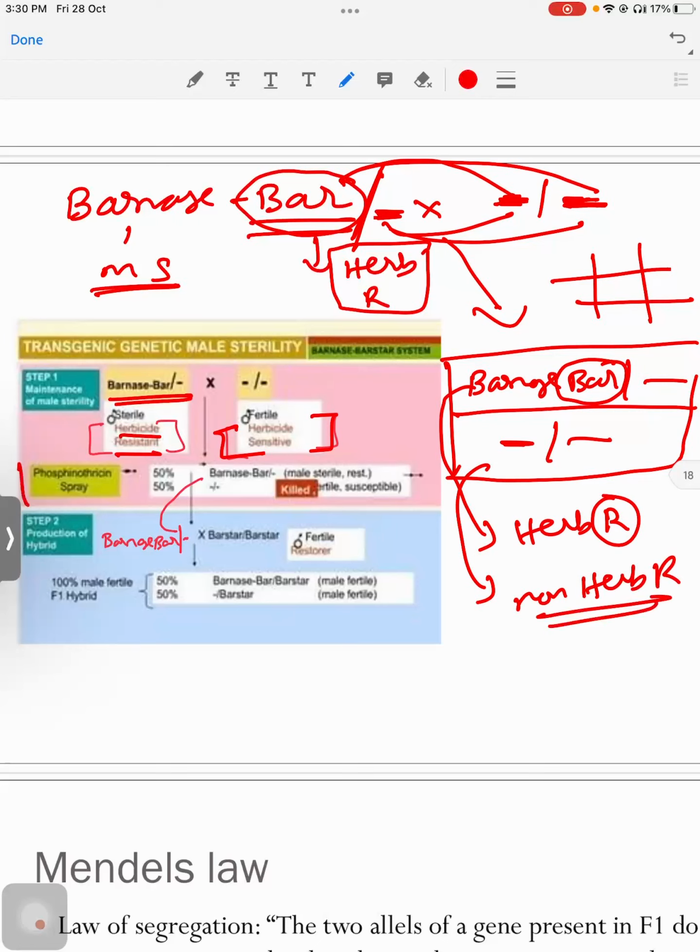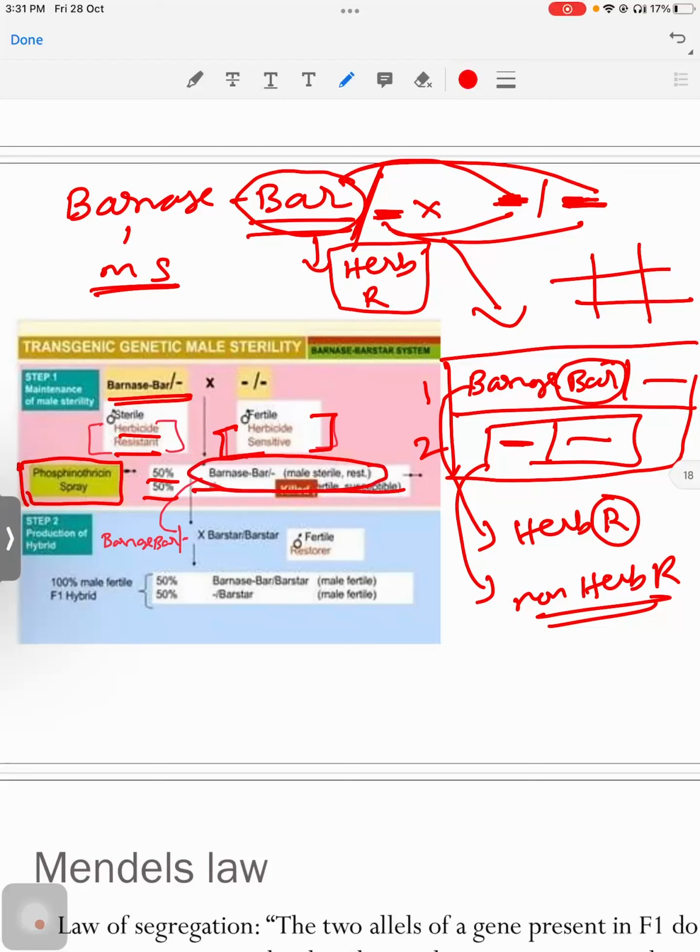Then what will we do? We will spray phosphinothricin, the herbicide, on these plants, plant one and plant two. What will happen? The plant which does not have the resistance gene will be eliminated, and only this will remain. You may ask why we are making all this. Because we need to produce this type of plants; we need to maintain the male sterile line. That is what we are doing, nothing else.